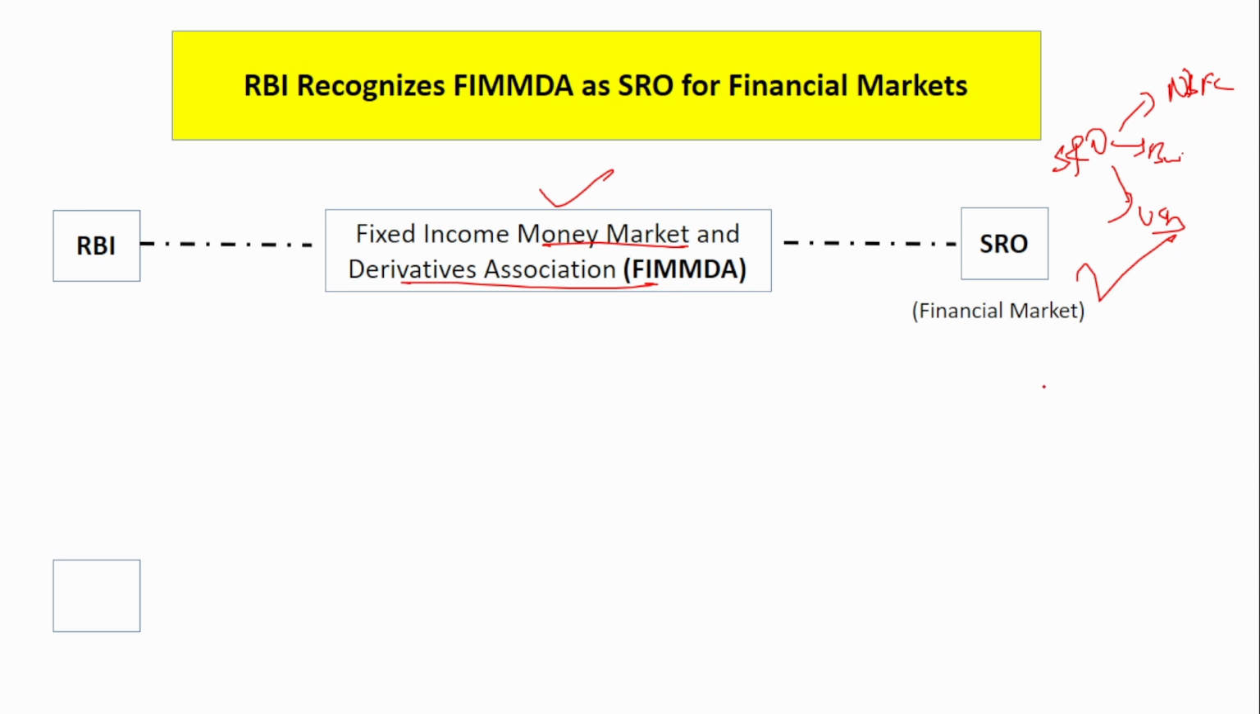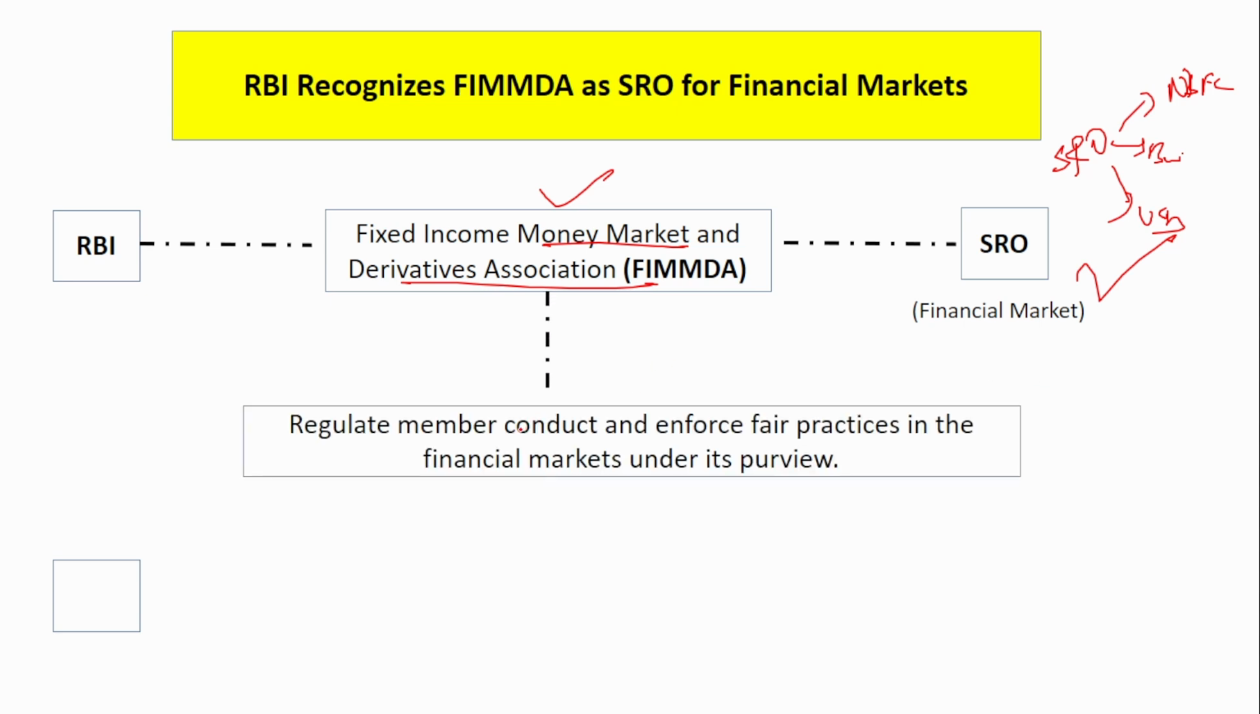It will also help the regulating entities. Like in the case of banks, it will ensure the banks follow all the rules and regulations put by the RBI. Similarly, the same task it will be doing in the financial market also. So this will regulate member conduct and enforce fair practices in the financial market. That will be the function of FIMMDA as an SRO.